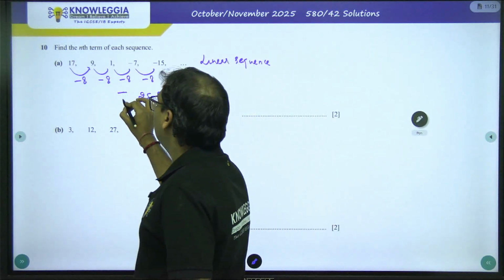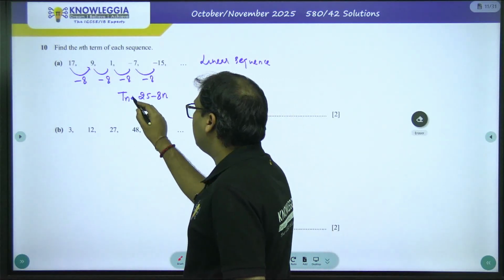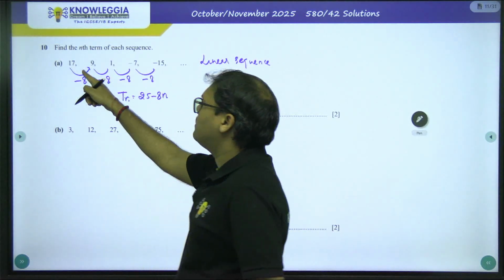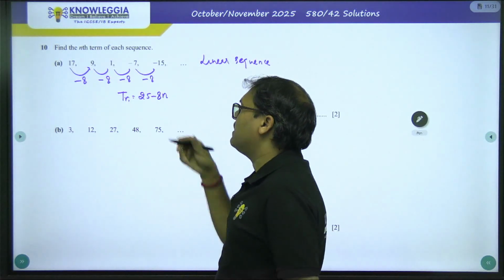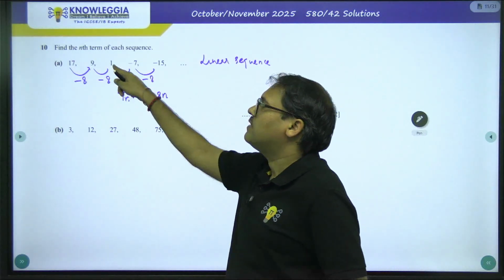What is the nth term? Tn is equal to 25 minus 8n. And you can verify also. If I put n equal to 1, I get 17. n equal to 2, this is 25 minus 16. n equal to 3, this is 25 minus 24, and so on.